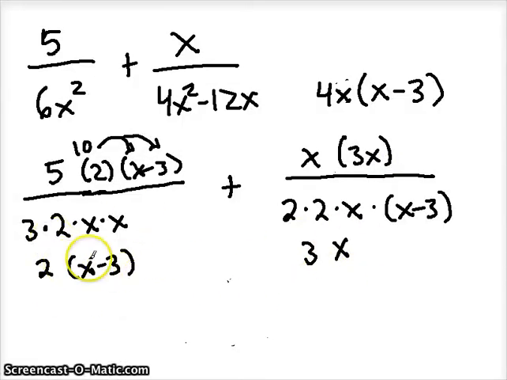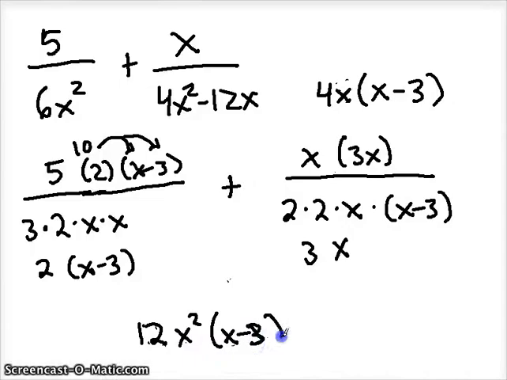What is all this as a denominator? 3 times 2, 6 times 2 is 12. We got x times x, that's x squared, and we have x minus 3. So that's our new common denominator.